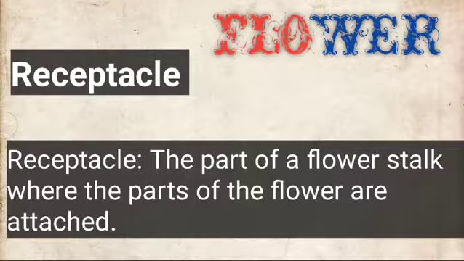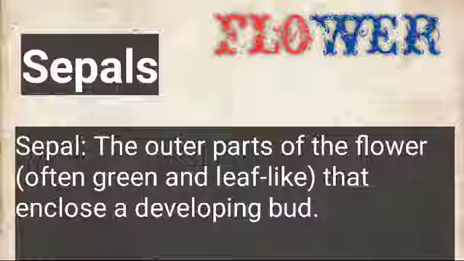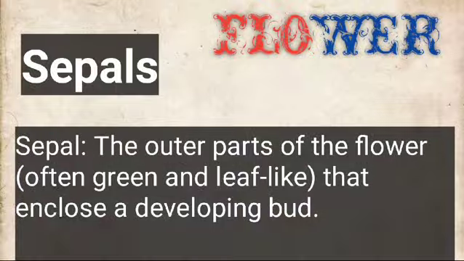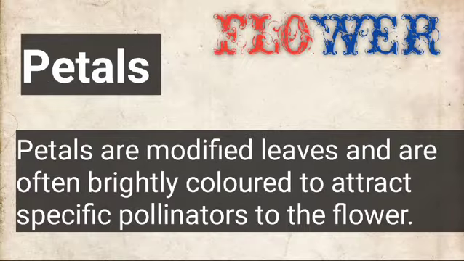You can also see the receptacle in the flower. The receptacle is the part of the flower stalk where the parts of the flower are attached. You can also see the sepals in the flower. The sepal is the outer part of the flower. Often they are green and leaf-like structures that enclose a developing bud. And you can also see the petals in the flower. The petals are the modified leaves and are often brightly colored to attract the specific pollinators to the flower.